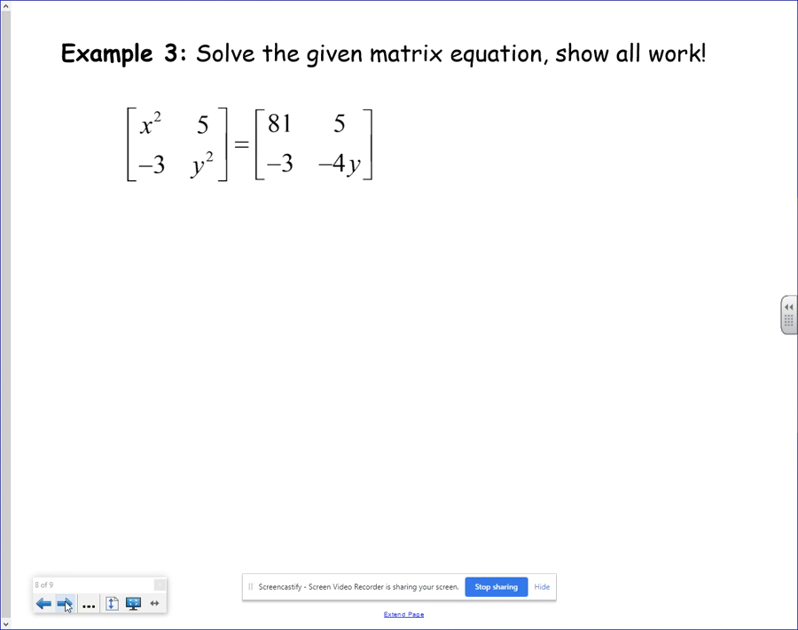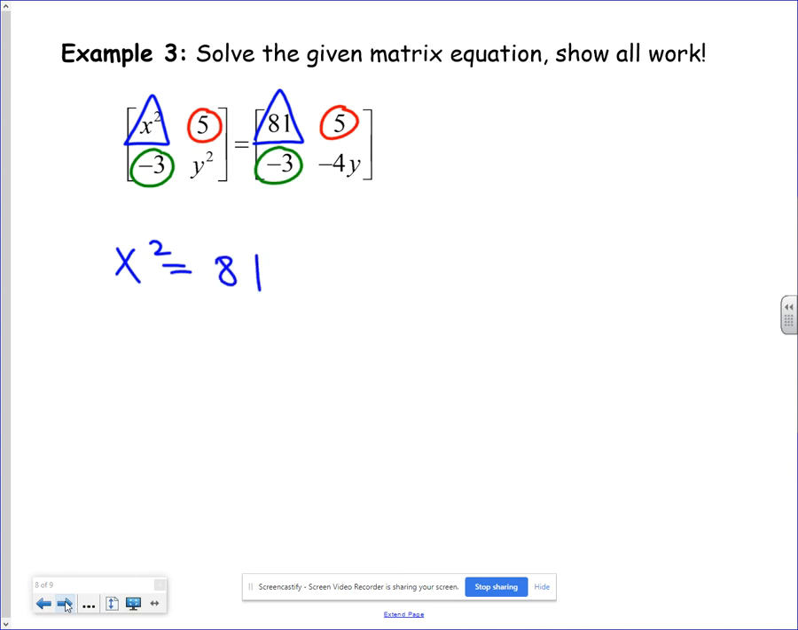If you notice here, this element right here, in row 1, second column, is 5. If you look at the element in row 1, second column over here, it is also 5. And look here, we got negative 3 and negative 3. They're both equal. So what you do to solve this is just take this element here, x squared. What should x squared equal? It should equal 81. So set x squared equal to 81 and solve this equation.